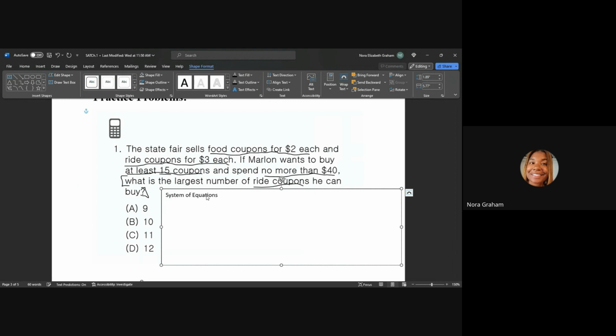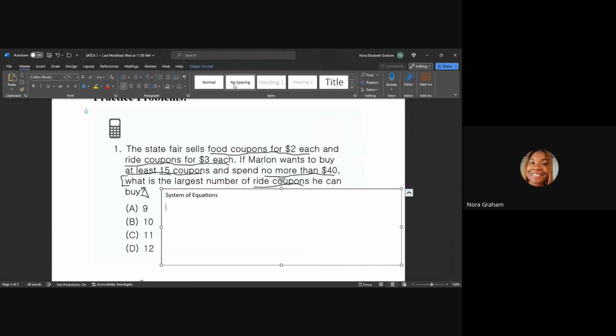All right, so with systems of equations, they give you 2 variables that you have to set up. So our 2 variables in this case are going to be food coupons and ride coupons. So let's let X equal the food. And you can pick any variable if you want to pick F or whatever. I just picked X and Y. Let Y equal the rides. All right. And with those two variables, I want to set up two equations.